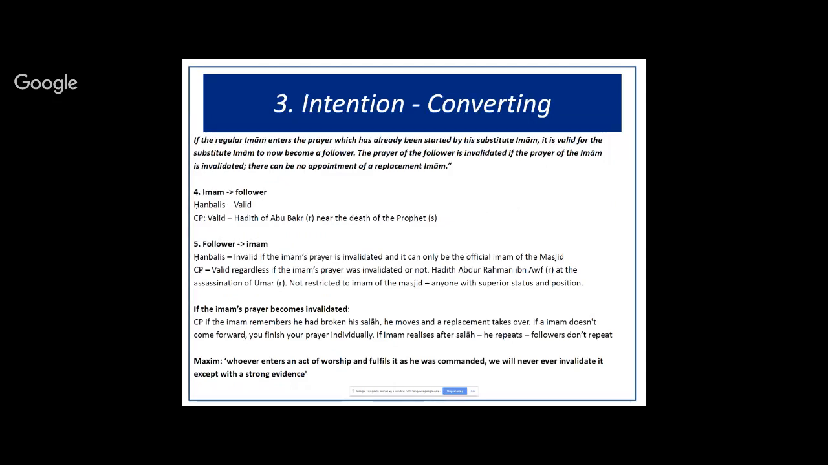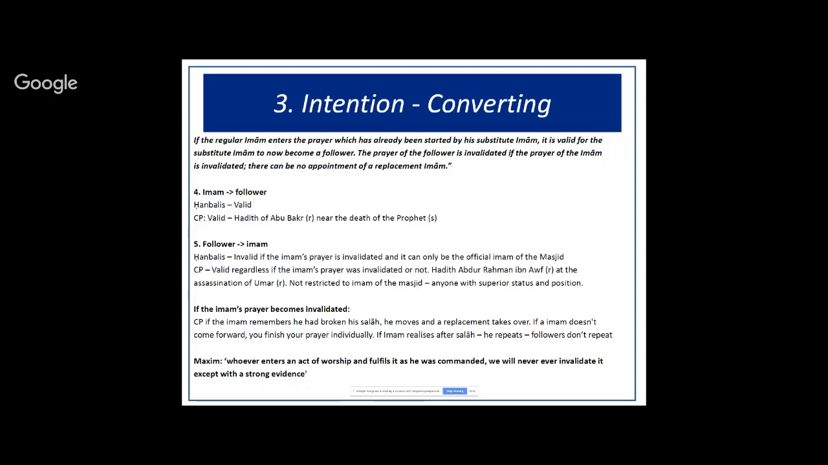Number 5, a follower becoming an Imam. The Hanbalis said this is invalid under 2 conditions. Number 1, the Imam's prayer was invalidated first. If the Imam's prayer was invalidated, then the follower cannot become the Imam. Number 2, this only applies to the official Imam of a masjid. Our position here is that it's valid regardless of whether the Imam's prayer was valid or not.